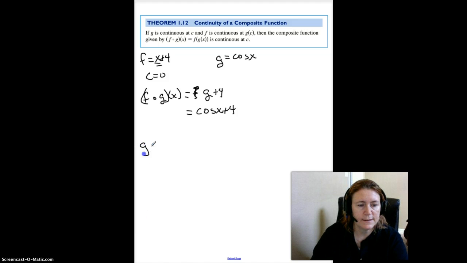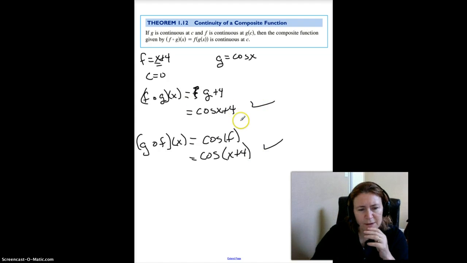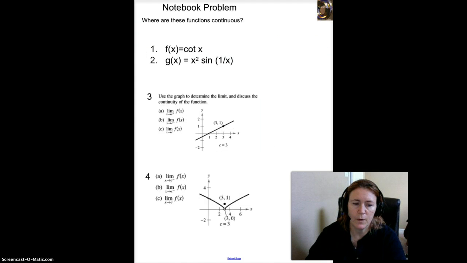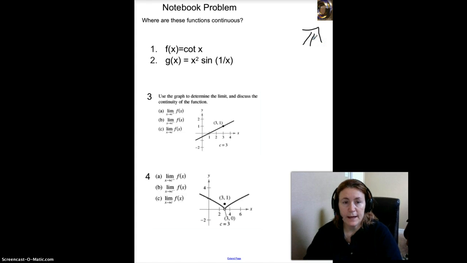Now let's do g of f of x. I'm going to write the function g, and that's cosine, and everywhere I have an x, I'm going to put in an f. So this is cosine of x plus 4. This is also continuous. Both of these are continuous. Now, you don't have to show me this step right here. I just did it for an example. All right. Now, notebook problems. Quite a number of them, I know. When you're done, turn off the tape and finish your homework.